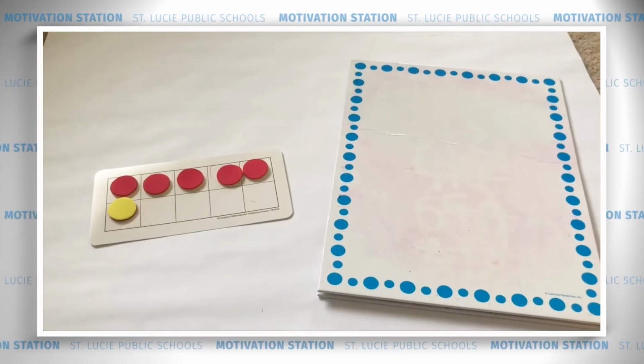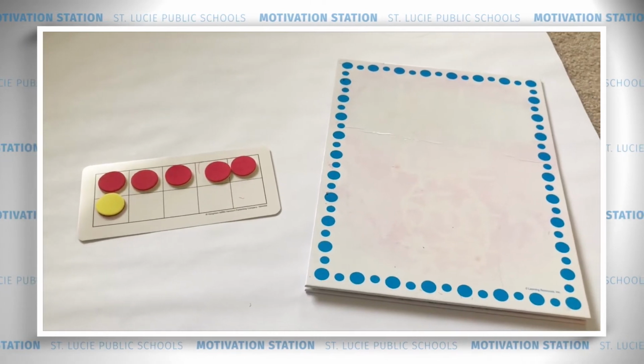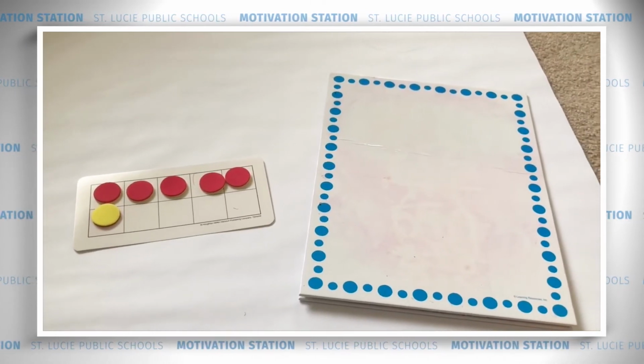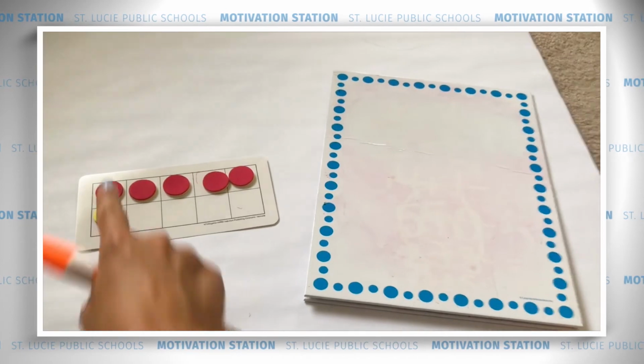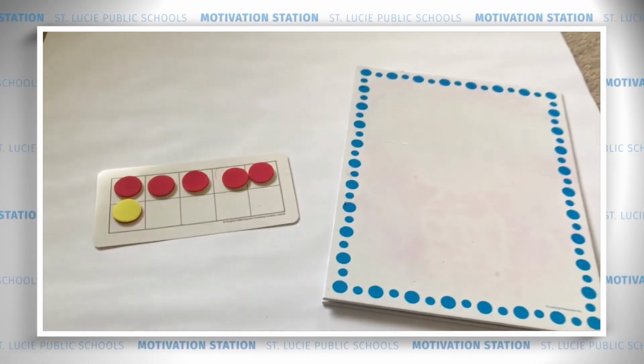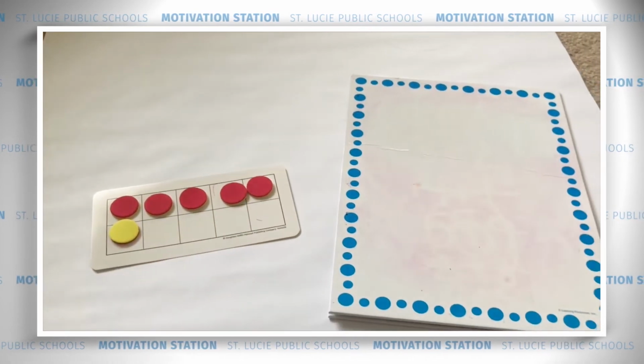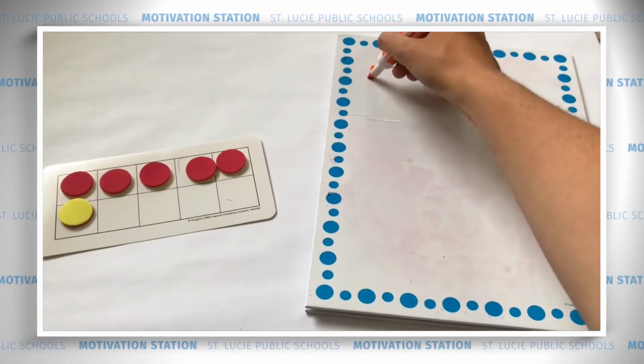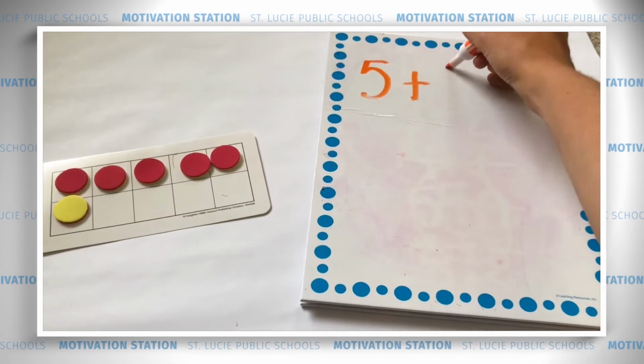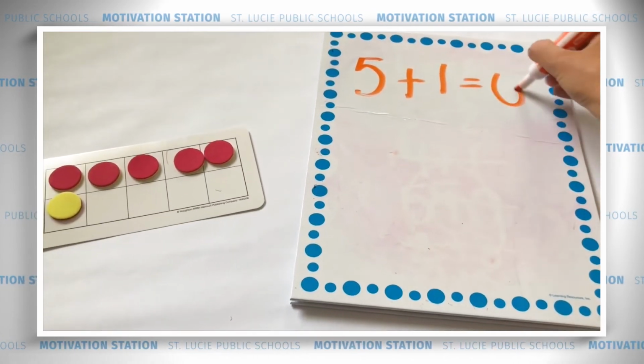I can use my 10 frame and counters to write equations. Now I can write an addition equation for these 6 counters. See, I have 5, 6. I can see that 5 plus 1 equals 6. So I'm gonna write my equation. 5 red ones plus 1 yellow one equals 6.